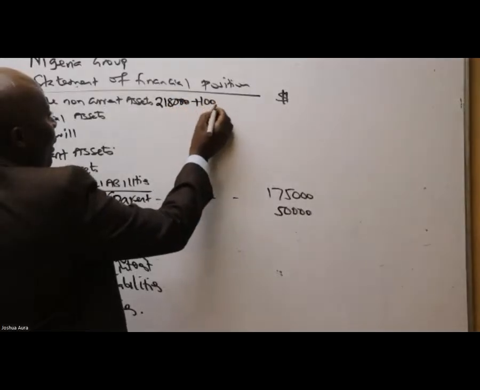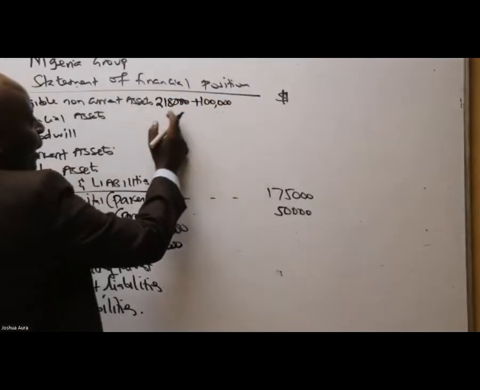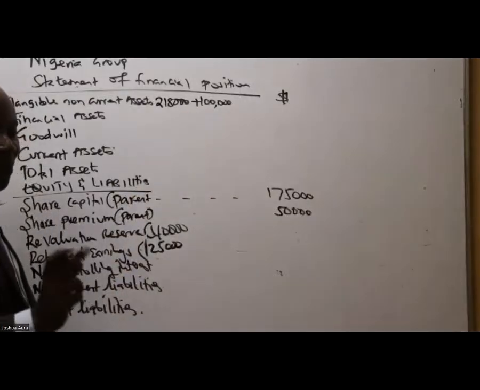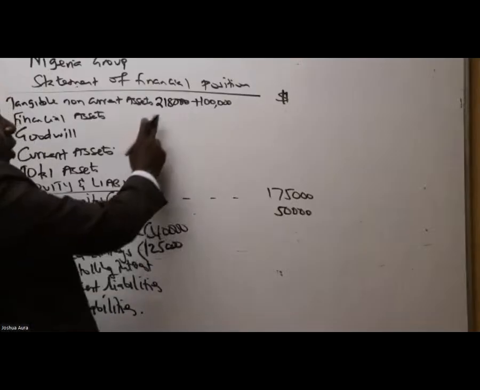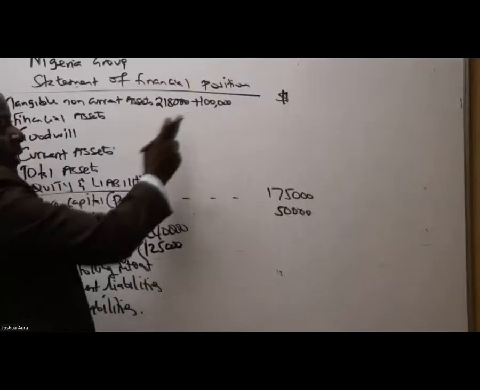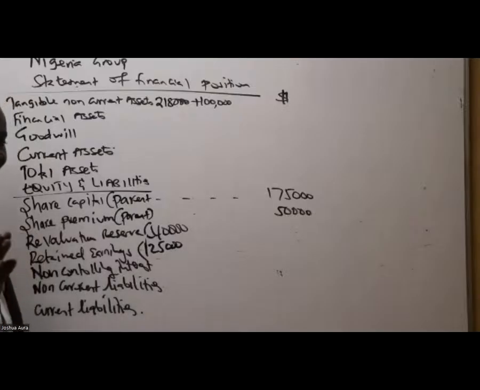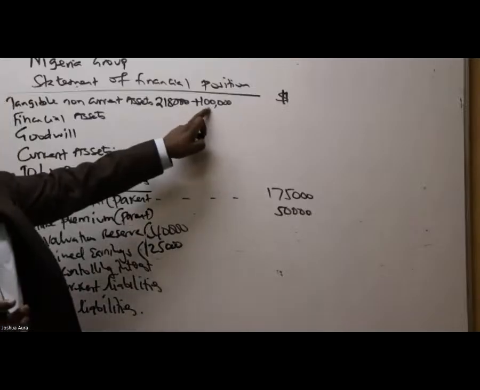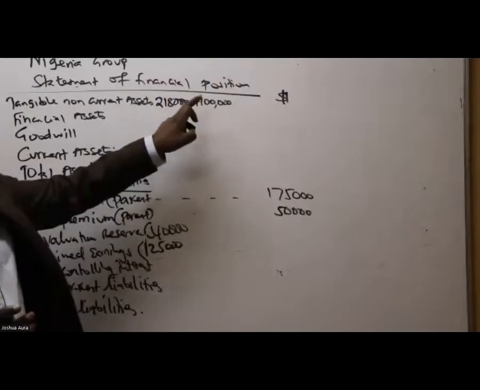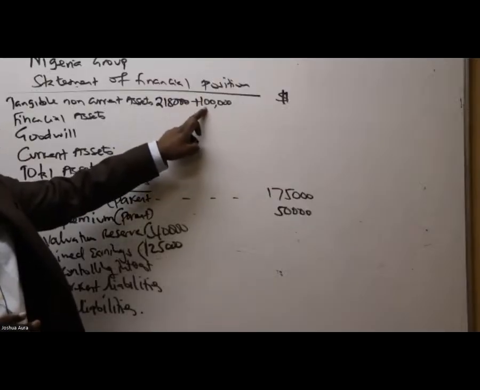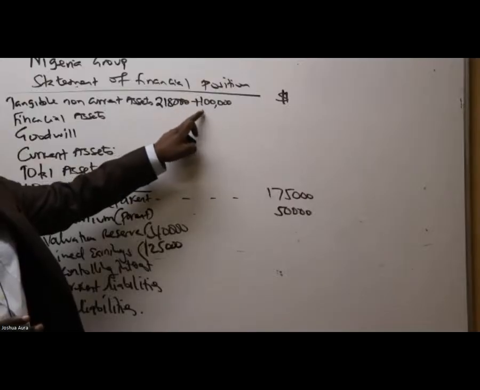But now remember that these currencies are not compatible. You can't do that. Remember, these are dollars and these are DNs. They're not compatible, meaning that I have to translate this 100,000. We always translate the figures of the subsidiary.